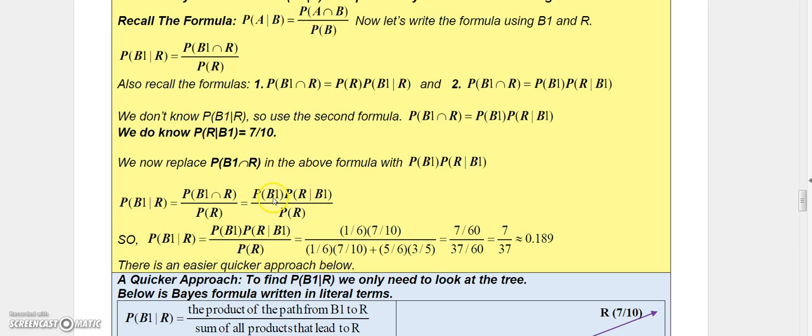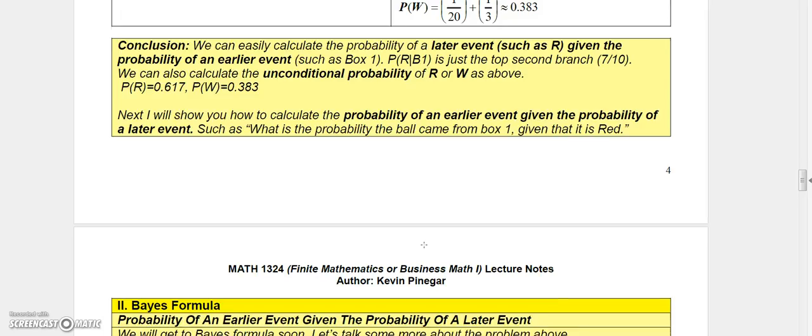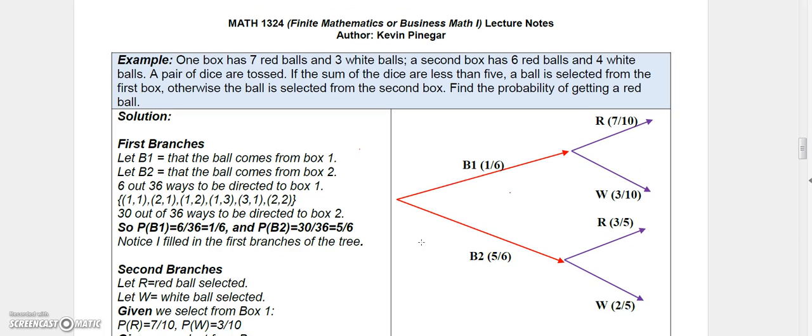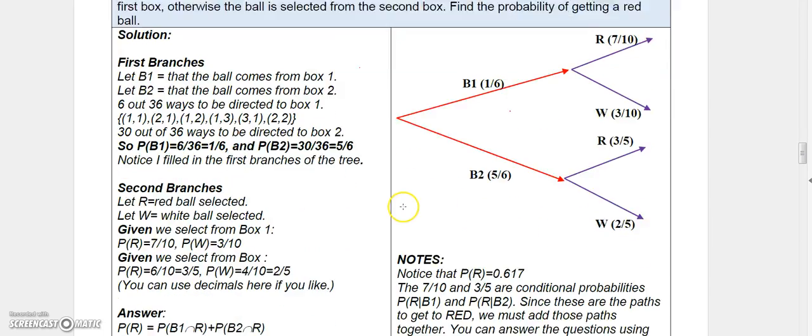And now we know the probability of B1 is 1/6. We know the probability of red given B1 is 7/10. And remember, a while ago I showed you how to find the probability of R. All you had to do was multiply all paths to R together and add them up. So one path to R was the 1/6 times the 7/10. The other path to R was the 5/6 times the 3/5. So at the bottom, we're just summing the products of the paths to R, like the 1/6 times the 7/10 and the 5/6 times the 3/5.